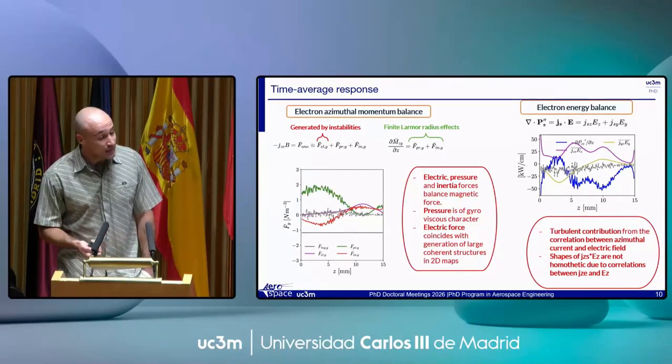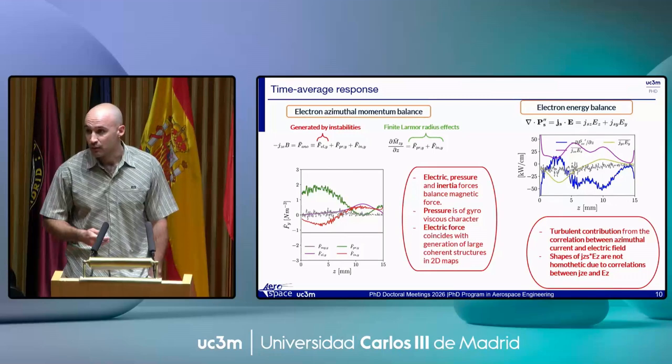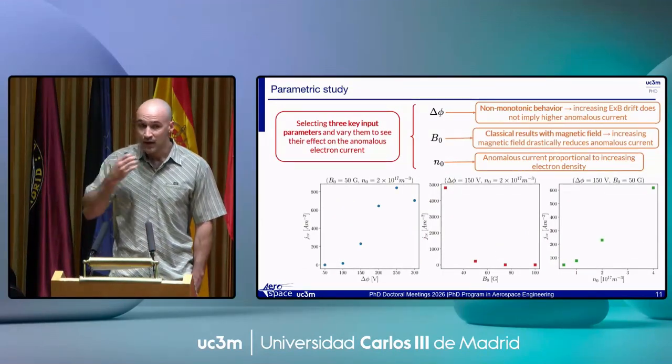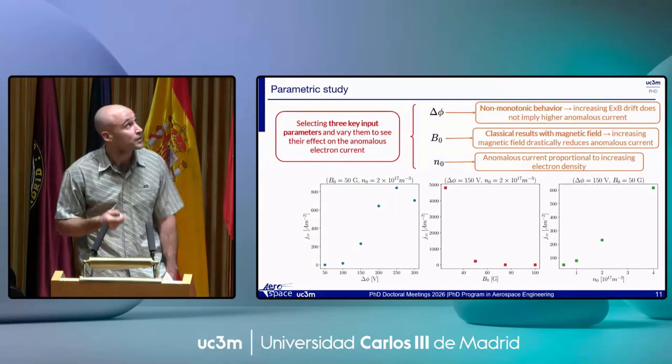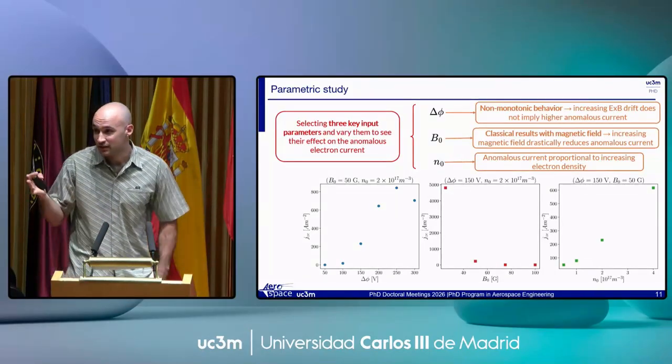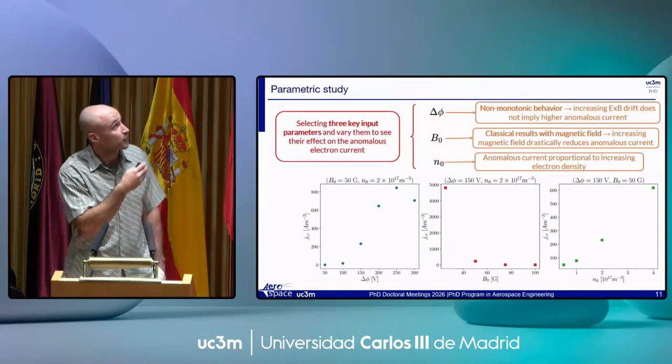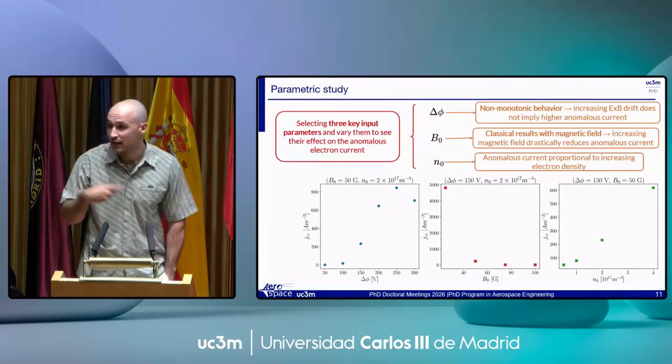Then another thing that we can analyze: I give you a simulation, but then what we can do is vary different parameters. So basically, similar to what Tatiana did, you can modify the potential drop of the discharge, the magnetic field, and the electron density.